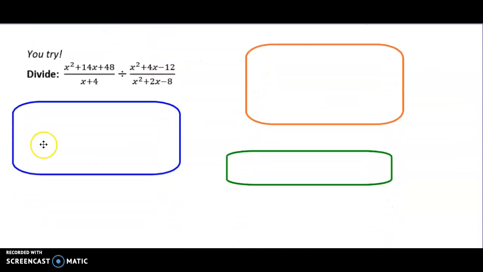So here is one more problem for you to try on your own. Pause the video for a second. Remember to factor every part. State the restrictions on the entire problem. And then cancel out like terms. So pause the video now.